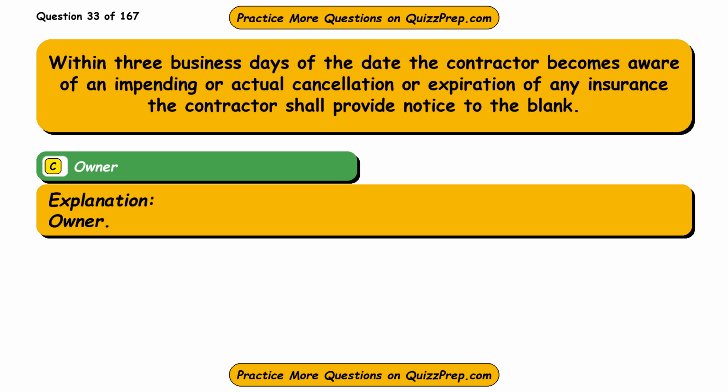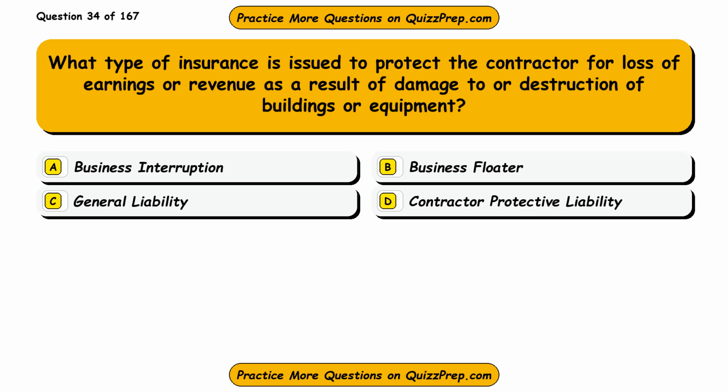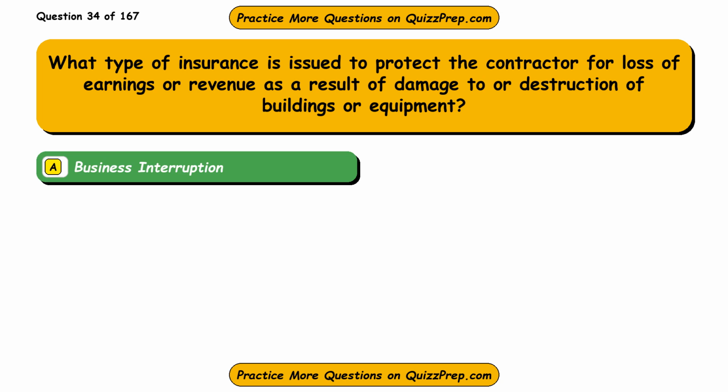Owner. Question 34. What type of insurance is issued to protect the contractor for loss of earnings or revenue as a result of damage to or destruction of buildings or equipment? Option A, business interruption. Option B, business floater. Option C, general liability. Option D, contractor protective liability. The correct answer is option A, business interruption.